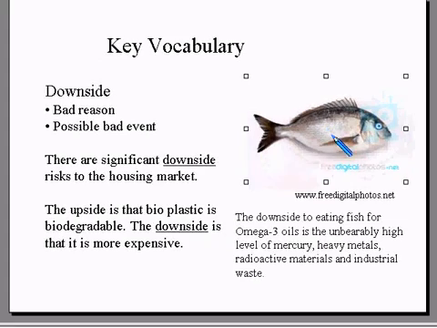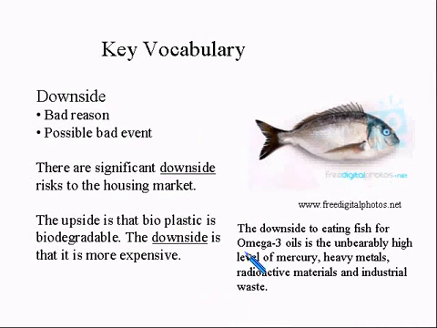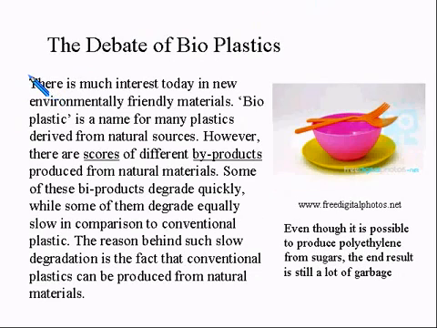Here's a fish, and the slide says the downside to eating fish for omega-3 oils is the unbearably high level of mercury, heavy metals, radioactive materials, and industrial waste. I do not eat any fish of any kind. It's too toxic. In the old days, maybe, but now I tell everyone forget fish. It's not good. Okay, next one.